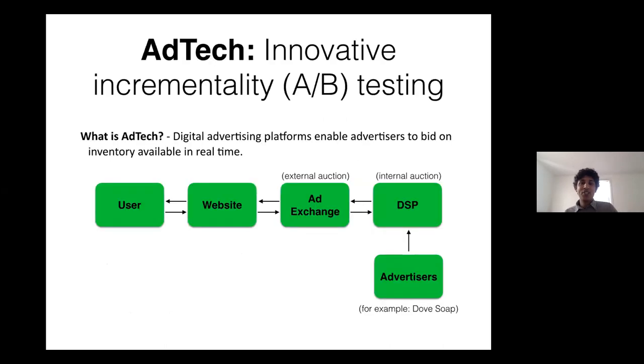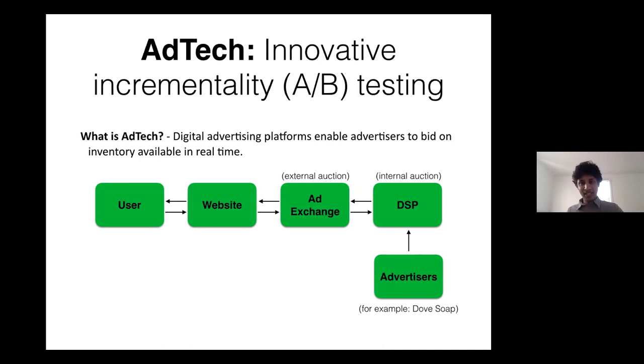Okay, so for my final example, I'm going to talk about an example from the ad tech domain. So first of all, what is ad tech? Ad tech is digital advertising. So you have digital advertising platforms that enable advertisers to bid and advertise on inventory available in real time. So let me give you an example.